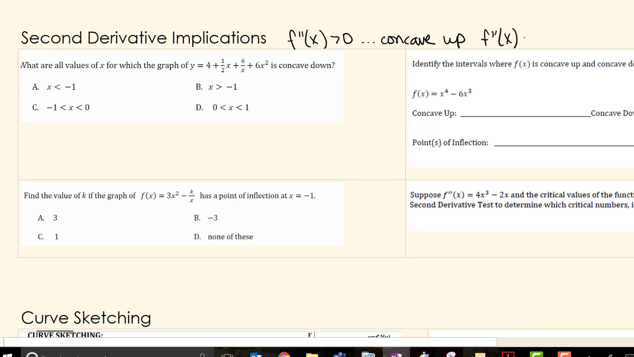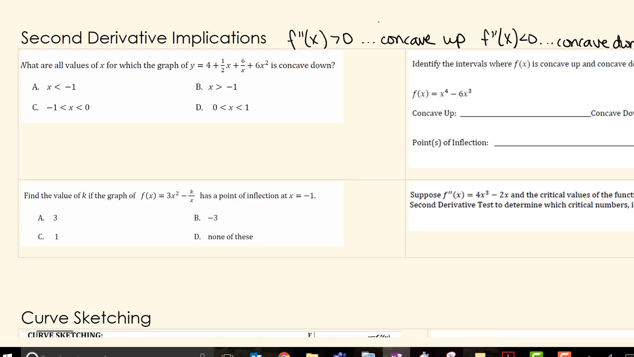When f double prime of x is less than 0, we're concave down. Also, points of inflection come from f double prime of x equals 0. So let's get this done.